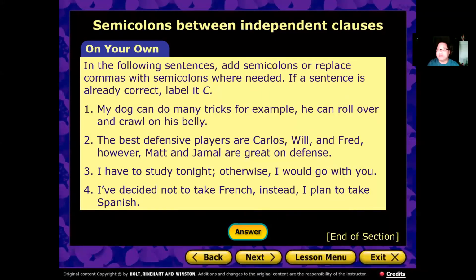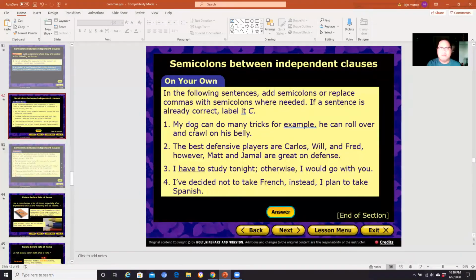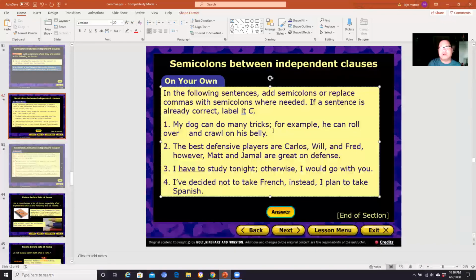In the following sentences, add semicolons or replace commas with semicolons where needed. If a sentence is already correct, label it C. My dog can do many tricks. For example, he can roll over and crawl on his belly. So, what do we do here? There are two sentences being combined right here. And then we have an extra introductory element. So the answer is, okay, let's go back there. I'm sorry. So my dog can do many tricks, semicolon, for example, comma, he can roll over and crawl on his belly.